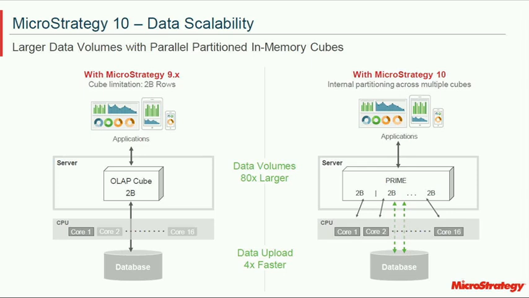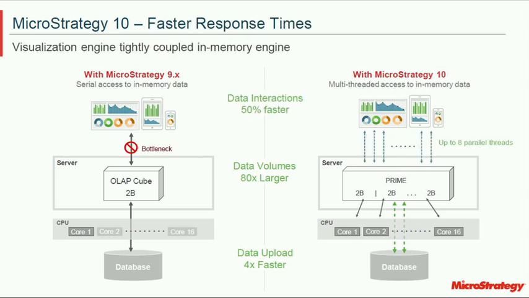But as you know, there's more and more data, right? And we have to do something about this data. We have to keep more and more of this data and process this data in memory. That's why we now introduce this partitioning across multiple cubes. So you might have one virtual or physical in-memory cube, but this is something like a partitioned cube. And you can go over those 2 billion rows.